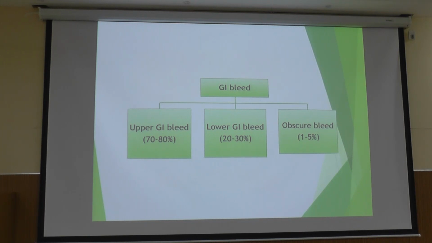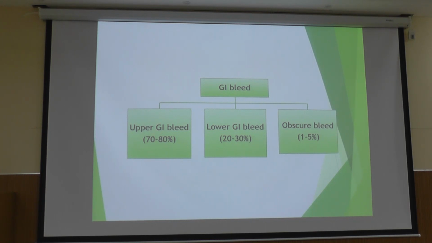So GI bleed has been broadly divided into upper GI bleed and lower GI bleed. Upper GI bleed 80%, lower GI bleed around 20%. Most of the severe bleed that we see in the casualty will be an upper GI bleed rather than lower GI bleed. So what is this obscure bleed? Obscure bleed is like we don't know the cause.